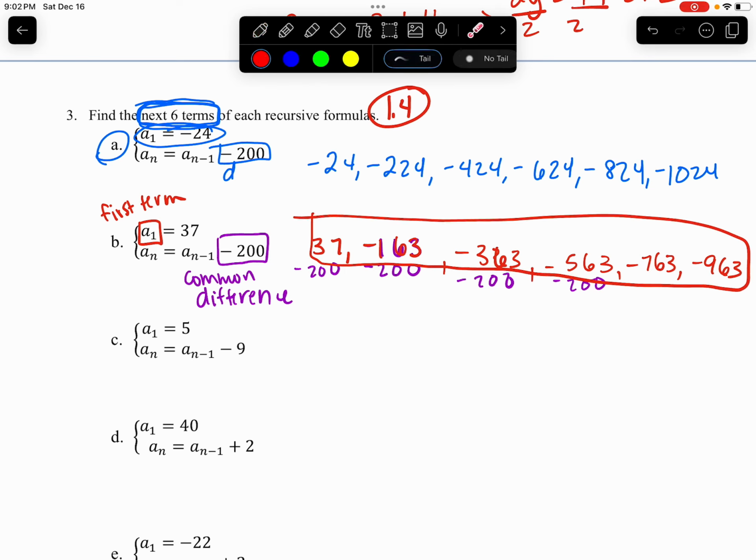Your justification can be my first term, or according to the recursive formula, my first term is 37 and my common difference is negative 200. And then you just list this.